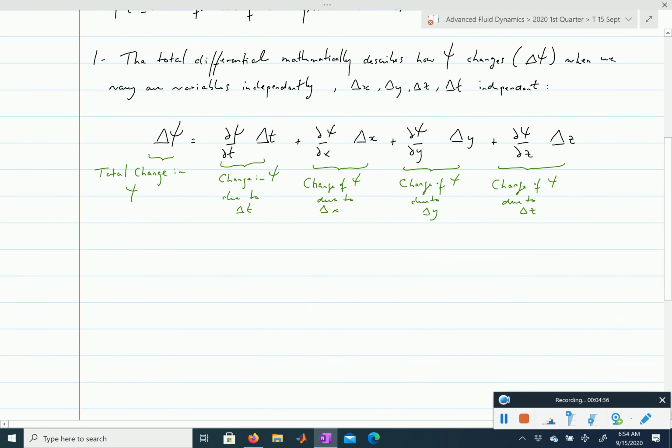All right, so here we have described this change of psi, which is associated with a random step delta t of time, a change of delta x, a change of delta y, and a change of delta z. At this moment, I'm still describing t, x, y, and z as independent variables. Now, how can we use this if we want to derive the material derivative?